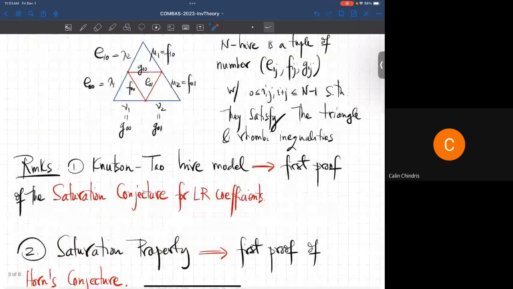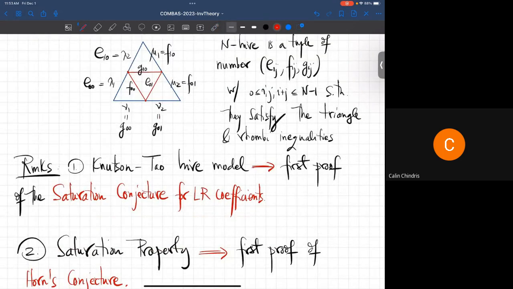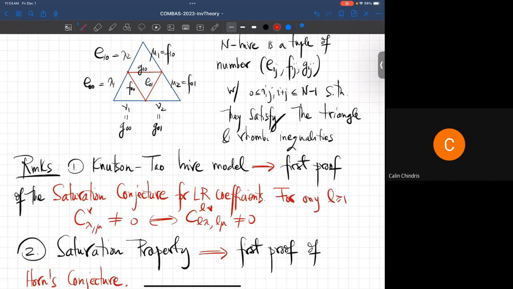And what this conjecture states is that C lambda mu nu is non-zero if and only if you pick any positive stretch factor, call it L, and if you stretch each partition by such a factor, the corresponding LR coefficient is not 0 as well. And so this is actually not at all easy to prove. It sounds like an innocent statement, but it took quite a bit of time to prove it.